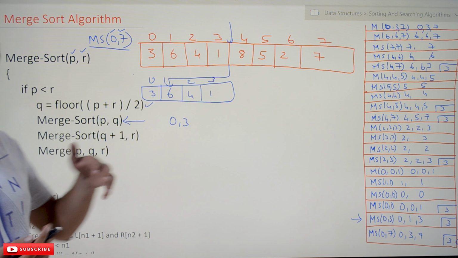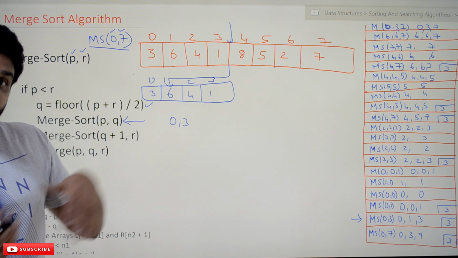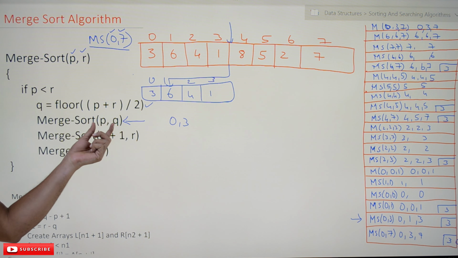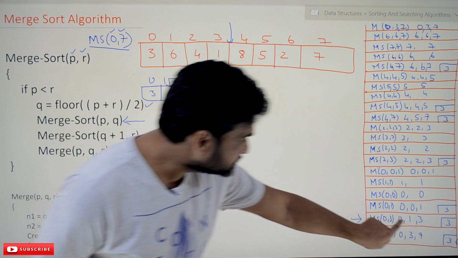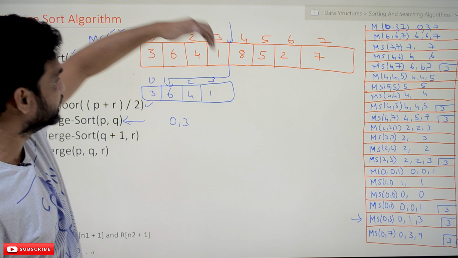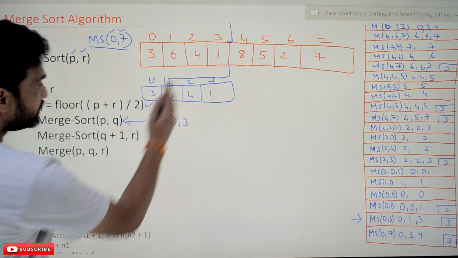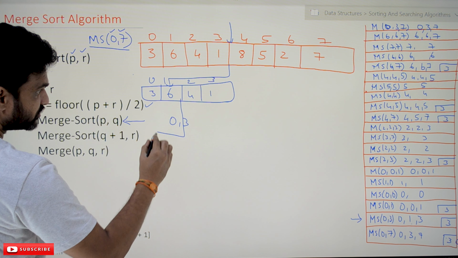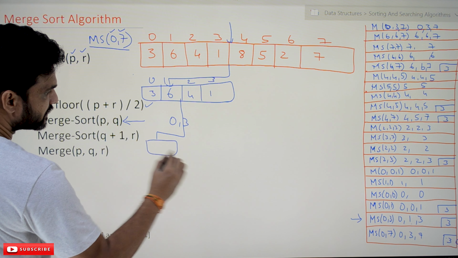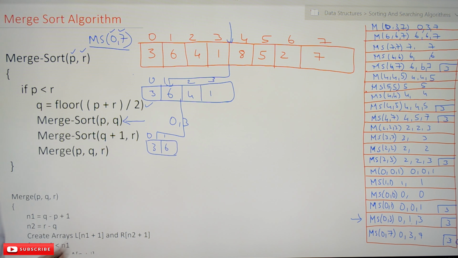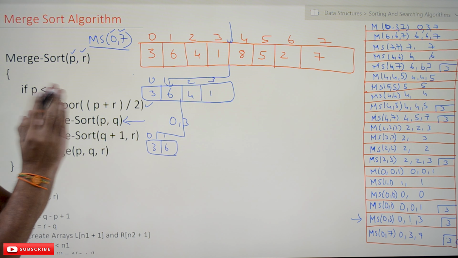So what we are doing, we are dividing the problem. Try to get that point. Okay, P comma Q means 0 comma 1. So from this entire array we have divided here, and now this part we are separating, this part. Okay, so here is 3 comma 6. This part has been separated, not physically. So this is the part.